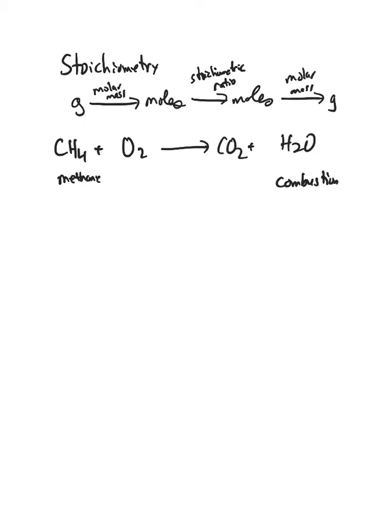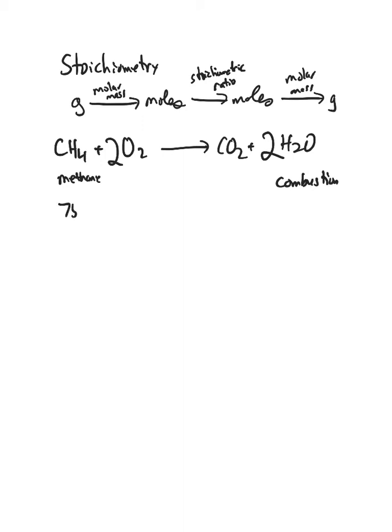And so we need a balanced chemical equation. And to balance it, we need a 2 in front of the molecular oxygen on the reactant side and a 2 in front of the water on the product side. So what those coefficients are telling us is that 1 mole of methane reacts with 2 moles of oxygen to make 1 mole of carbon dioxide and 2 moles of water.